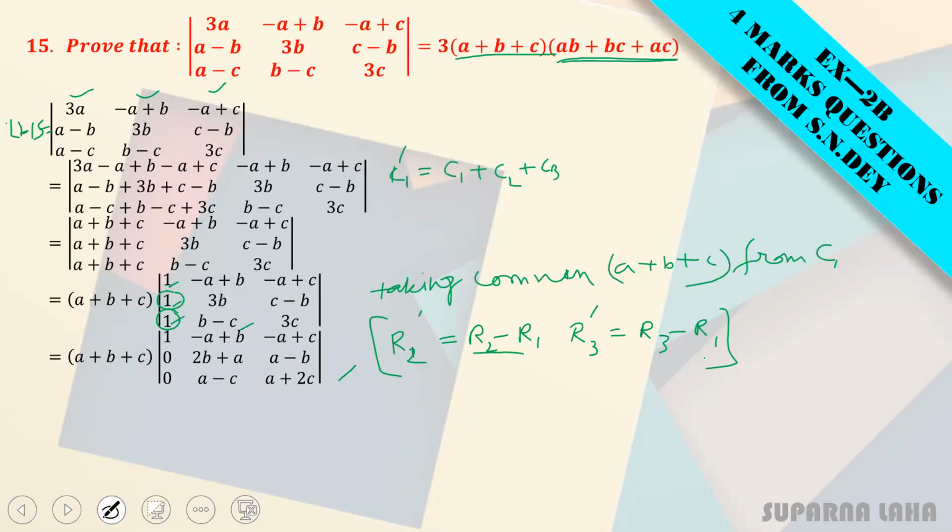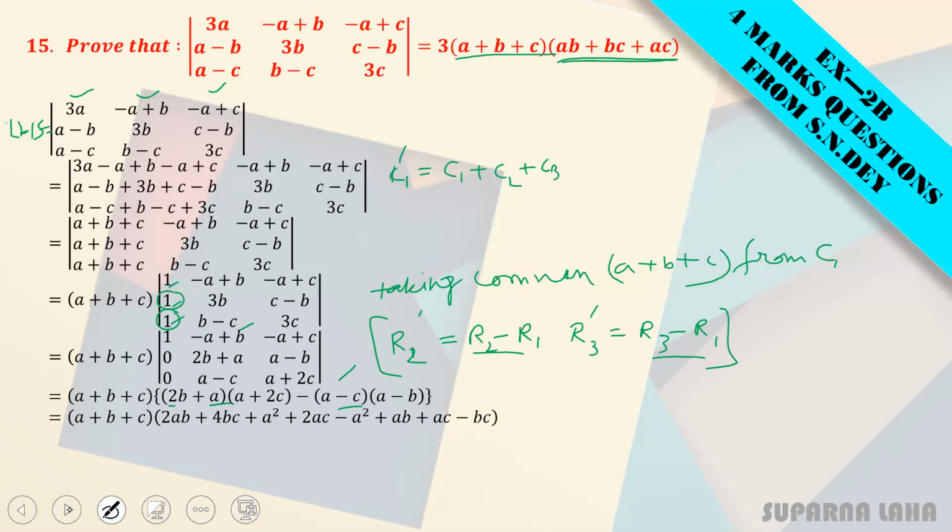So apply these operations, and then just break this determinant and write down the value. If we multiply these things, you will find this value is given by 3 into ab plus bc plus ca. So just simplify it, you will find this value. And what is this? This is your right hand side. Clear? So moving to the next question.